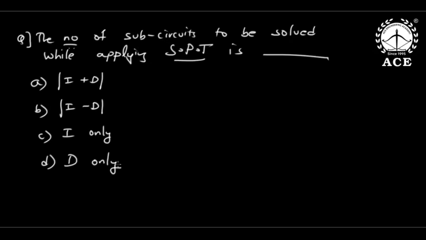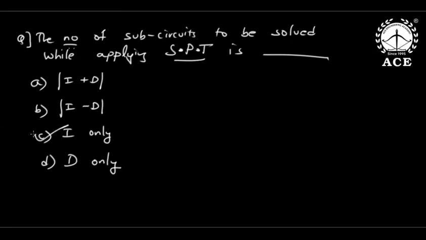The number of subcircuits to be solved while applying superposition theorem is dash. Option A: sum of independent plus dependent source. Option B: difference between independent and dependent source. Option C: independent sources only. Option D: dependent sources only. So the answer is what?